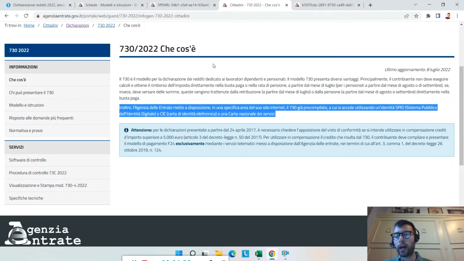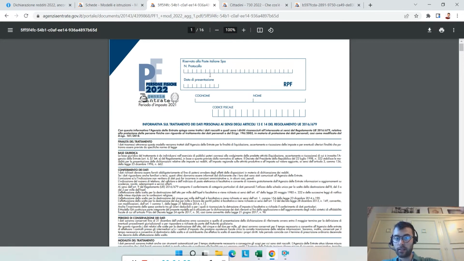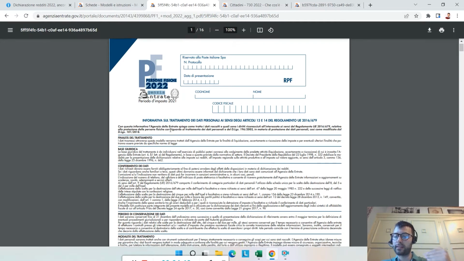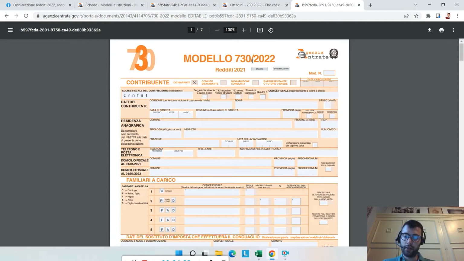Now, I'm just anticipating a bit. What we are going to do in the next video is the Persone Fisiche 2022, the more complex model, where you also have the famous, well-known Quadro RW. Tonight we have this simple 730, which applies only if you are an employee. What I'm saying is that if you are only an employee and you don't have other revenues, this is maybe your situation.